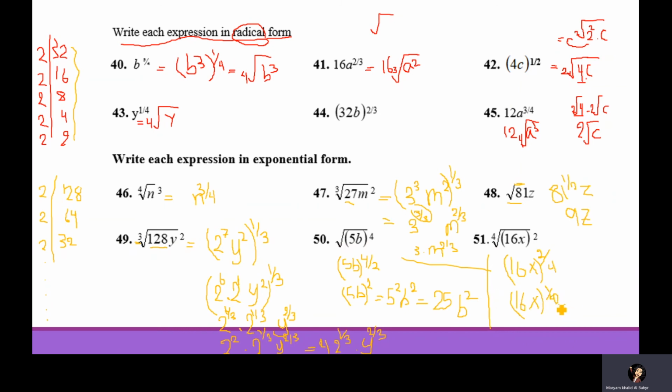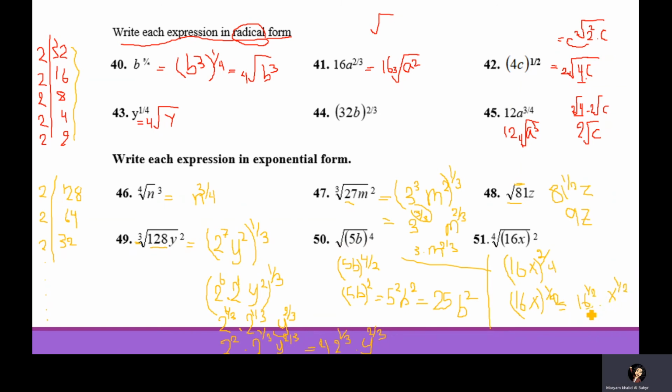So that's over 2, sorry. Once you simplify, divide by 2 and divide by 2. So once you simplify this fraction, 1 over 2. So you know what, the square root is 1 over 2, times x to the power 1 over 2.